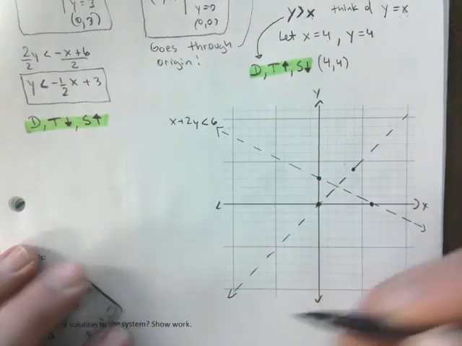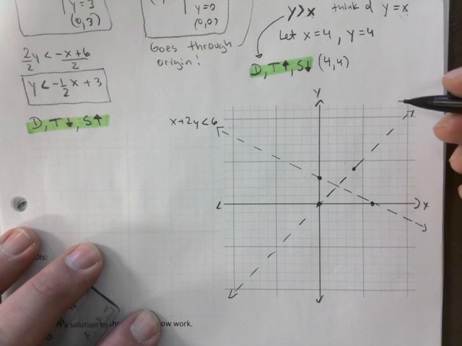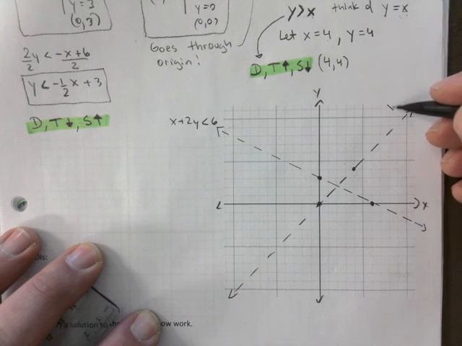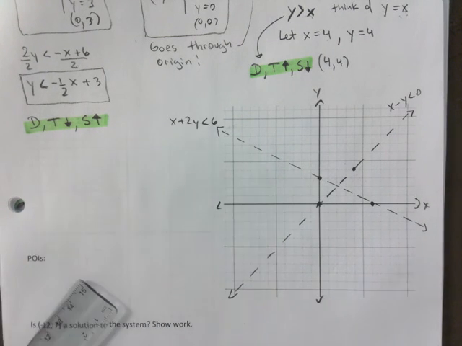Make sure you extend it because you're just finding 2 points on it. This is the line x minus y is less than 0, or x is less than y. You pick whichever one, they're all the same, right?